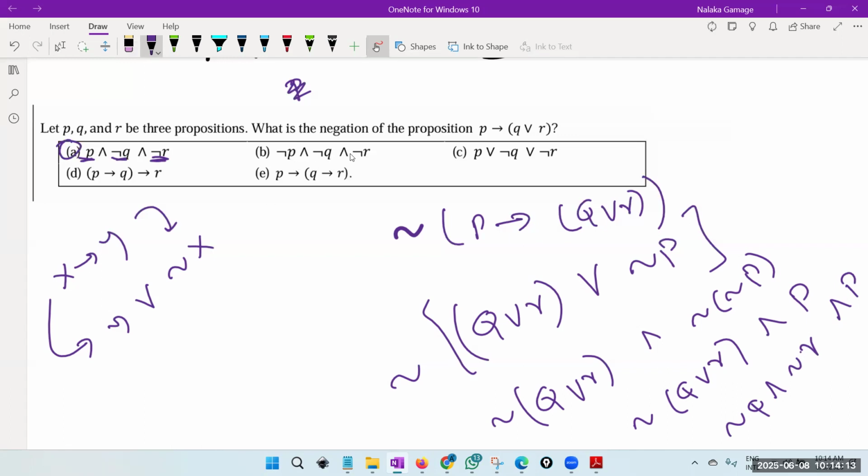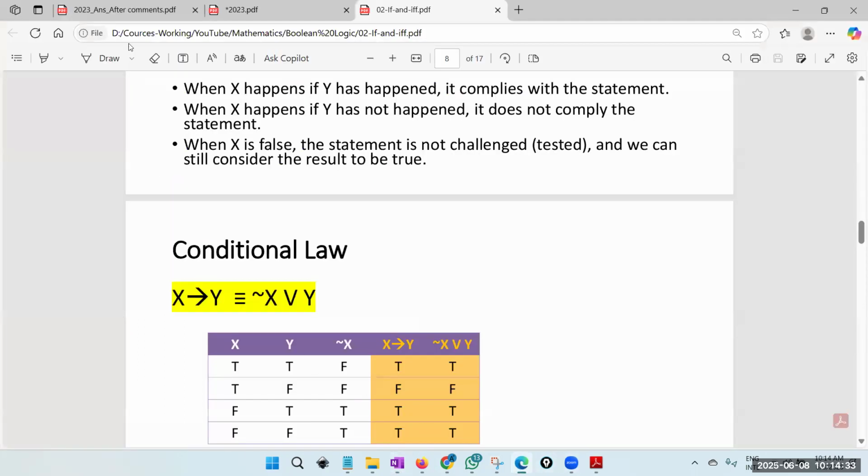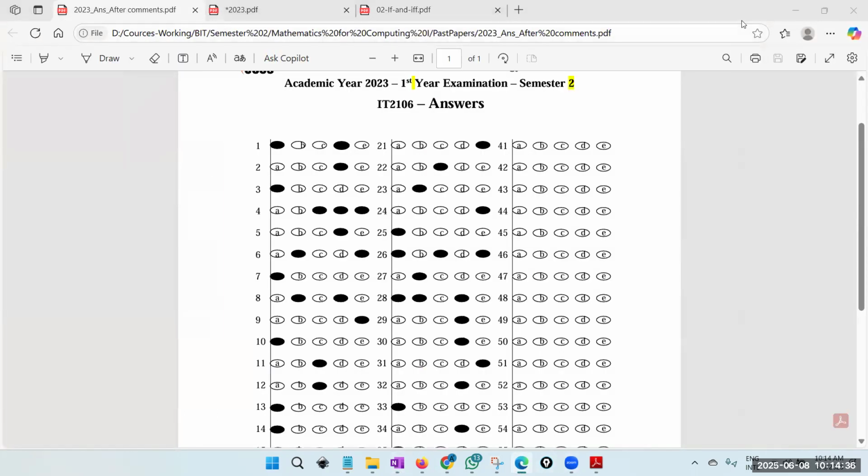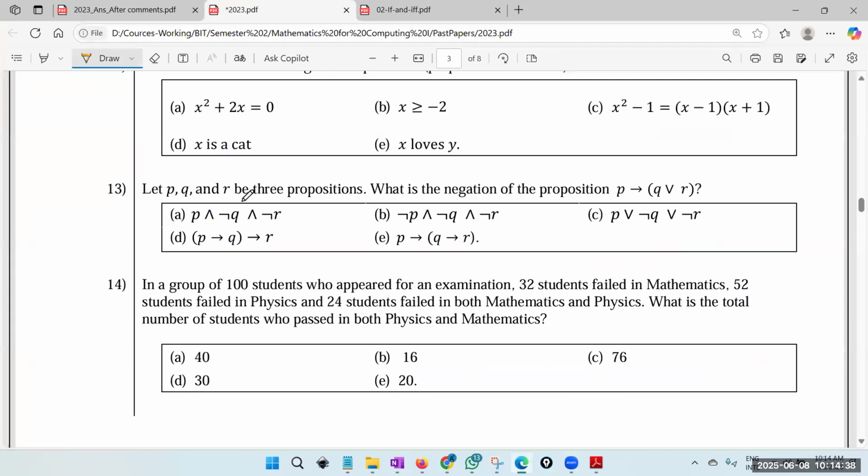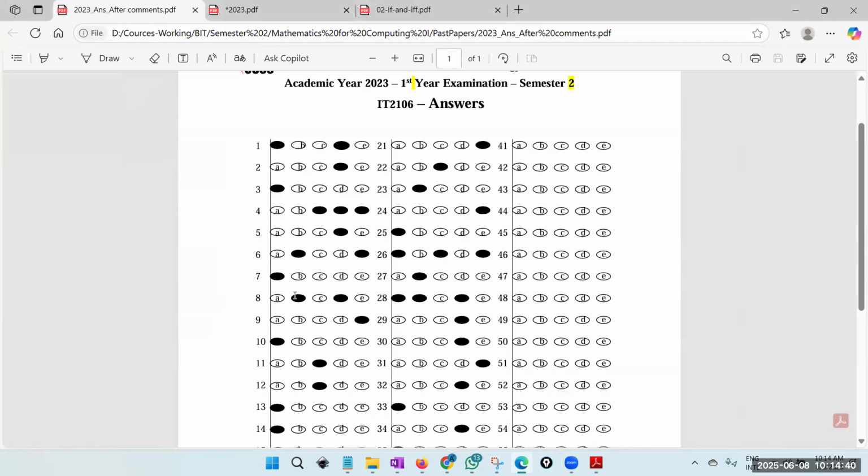The others are not answers. Here P is there, but these are ORs. I don't think these are answers. So for me, the answer is A. Okay, let's see. Question 13: yes, the answer is A.